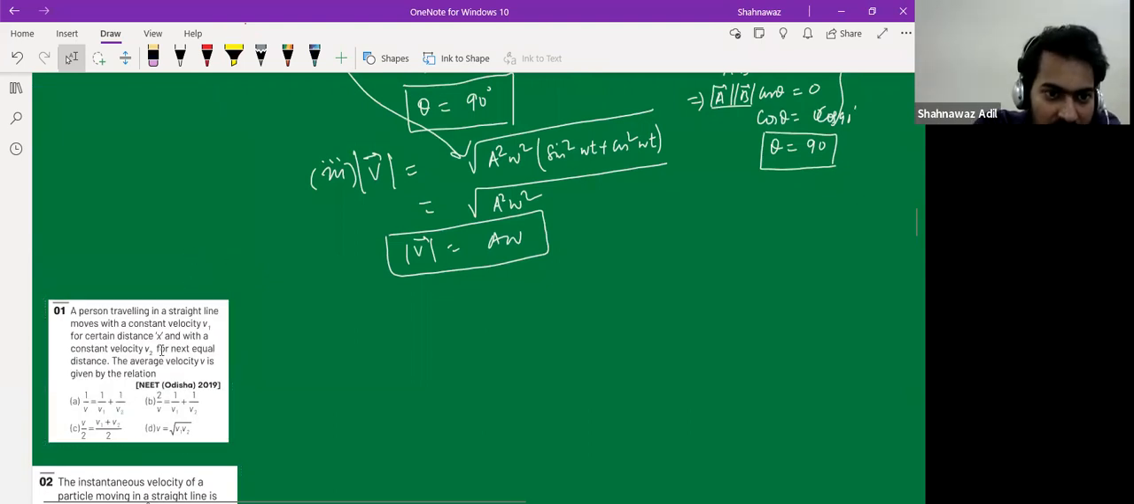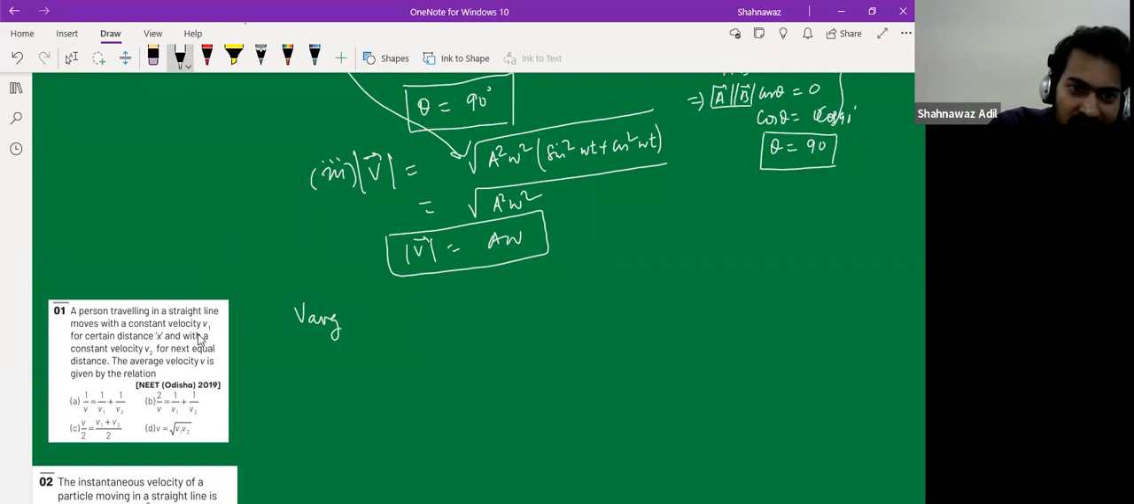A person traveling in a straight line moves with a constant velocity v1 for a certain distance x, and with a constant velocity v2 for the next equal distance. The average velocity v is given by the relation. This is rectilinear motion, so your average velocity is the average speed. Recall the formula: it was 2 v1 v2 by v1 plus v2, right?